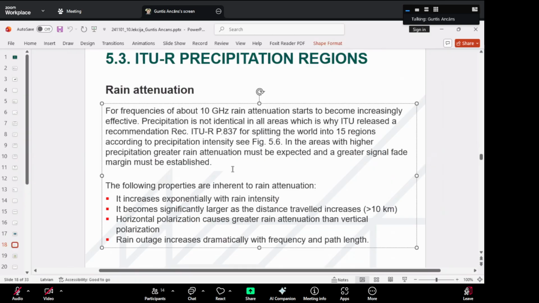The following properties are inherent to rain attenuation. First, it increases exponentially with the rain intensity. It becomes significantly larger as the distance traveled increases, beyond 10 kilometers. Horizontal polarization causes greater rain attenuation than vertical polarization. Rain outage increases dramatically with frequency and path length.